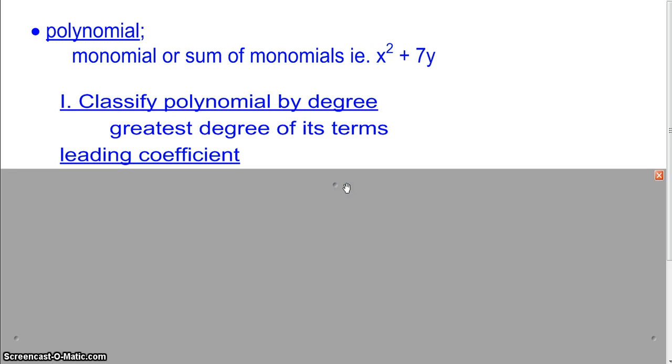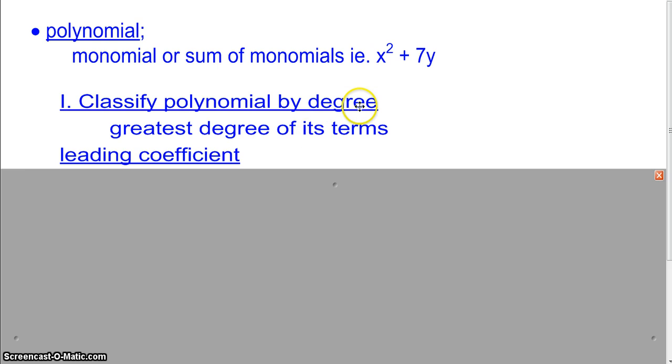You might be asked what the leading coefficient is of a polynomial. And you all know what a coefficient is, right? So in this example, what is the coefficient for x squared? 1, good. What is the coefficient for 7y? 7. And when you put a polynomial in standard form, you put the highest degree term first, the exponent with the highest degree, and then you trail down to maybe a constant at the end.